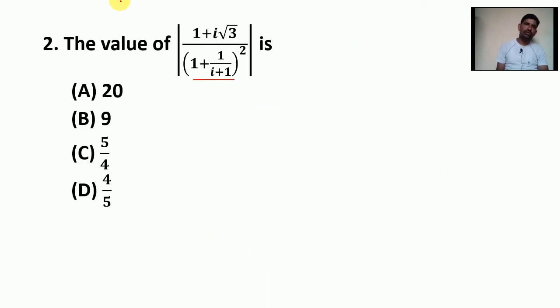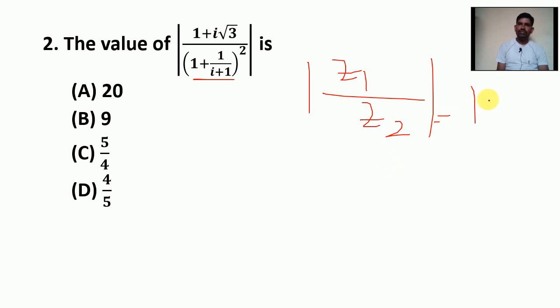See question number 2: the value of modulus of (1 plus iota into root 3) by (1 plus 1 by iota plus 1) whole square. Actually this is a complex number in the form of modulus of z1 by z2. There is one property of complex numbers: we can write modulus of z1 by z2, applying the modulus separately for the numerator and denominator, as modulus of z1 by modulus of z2.